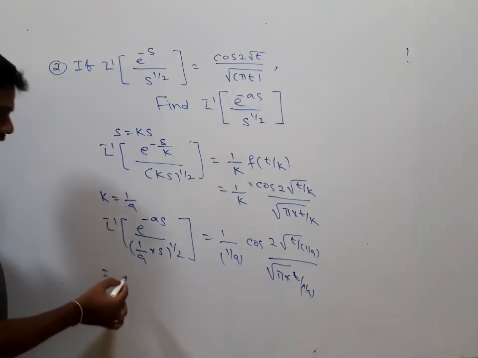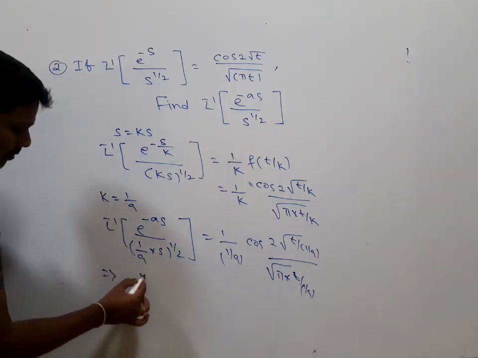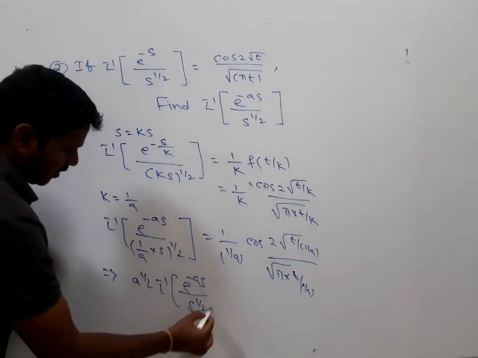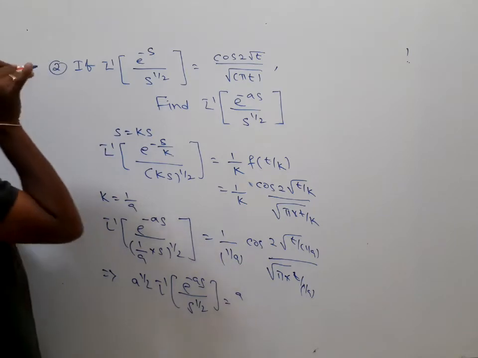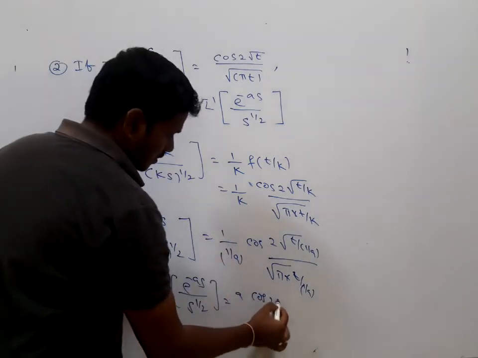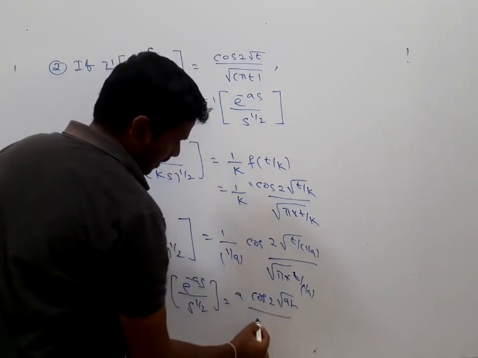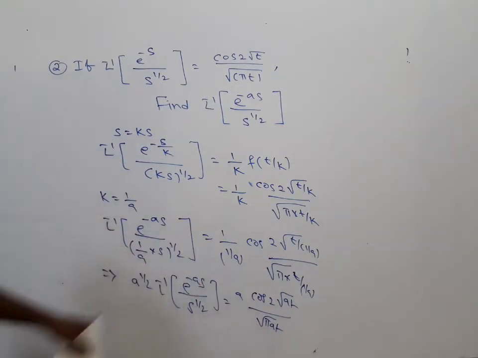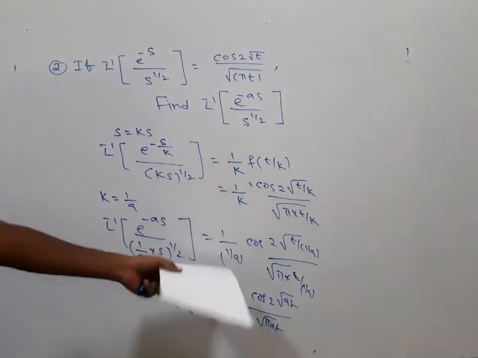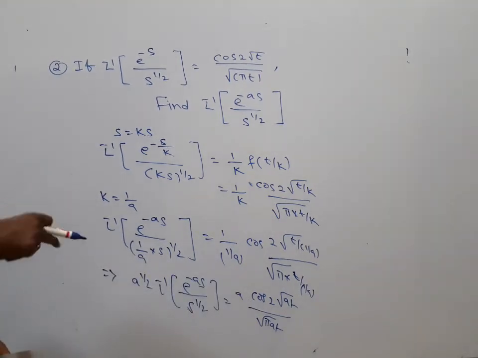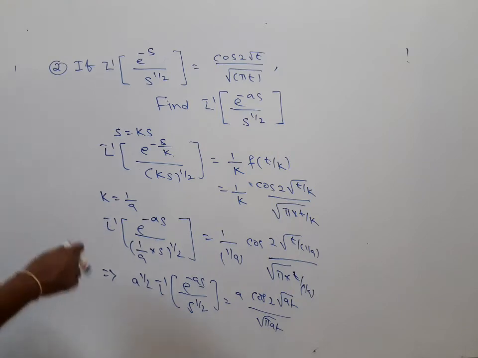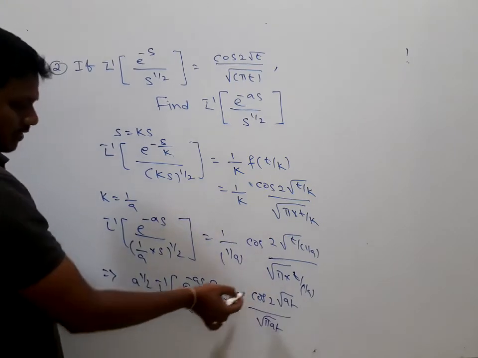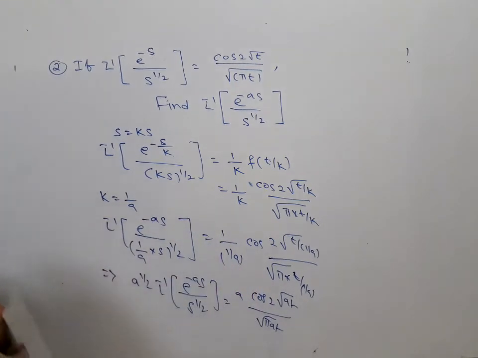So what we have, root a by 2. Root a is a constant. That implies a to the power of 1 by 2 L inverse of e to the power of minus as divided by s to the power of 1 by 2 is equal to cos 2 root at by root pi at. So you take out this a to the denominator, a to the power of 1 by 2 we will get there. Root a gets cancelled, we have cos 2 root at divided by root pi t is the answer.